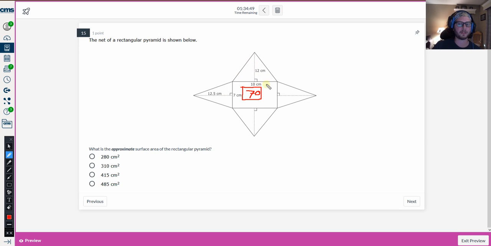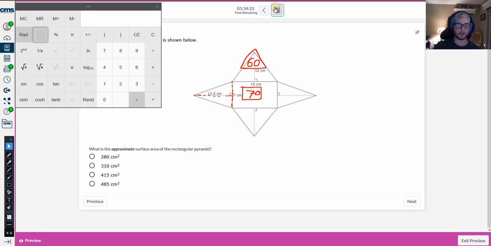See, this triangle up top has a base of 10, and it has a height of 12. So for this top triangle, we do 10 times 12, which is 120, divide by 2, and we get an area of 60 centimeters squared for this triangle. But if we look over here, this triangle has a base of 7 centimeters, and it has a height of 12.5, so this one will be different.